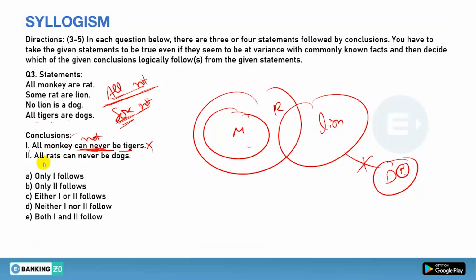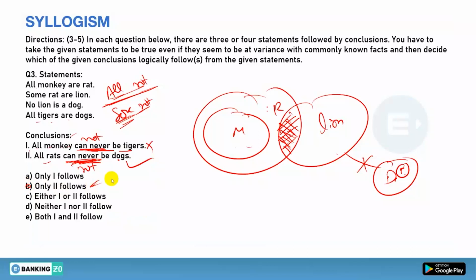So this will be wrong. Now, all rats can never be, again, actually means not, so some rats are not dog. This is rat and this is dog, so the part of rat which is lion can't be part of dog because no lion is dog. That is for sure. So it is obvious that all rats can't be part of dog because some part of rat will be away from the dog.